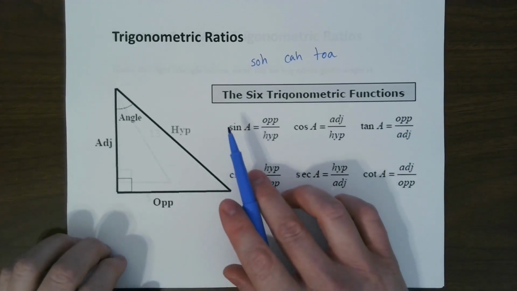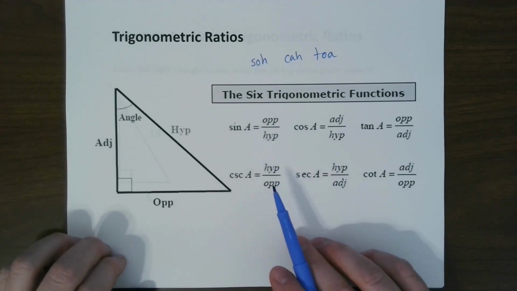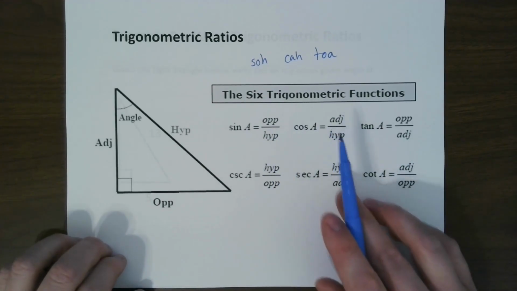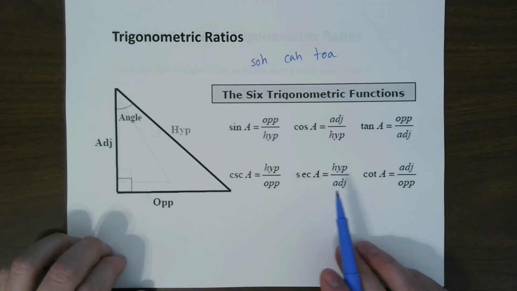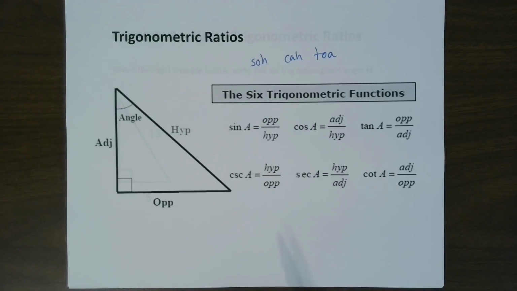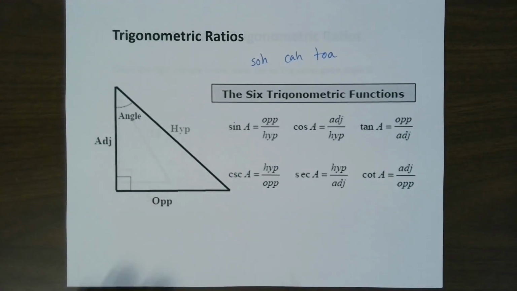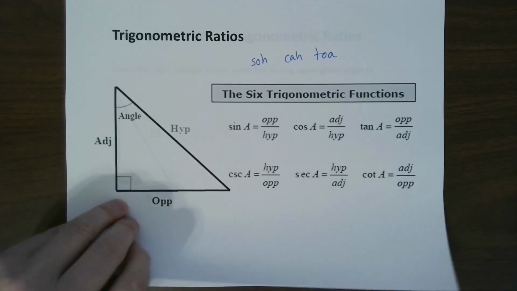Now cosecant is attached to sine, and it's just a flip of it. So it's hypotenuse over opposite. Secant goes with cosine, which is hypotenuse over adjacent, and cotangent is adjacent over opposite. And so this is all determined by an angle that is given, so you must look for that. Let's go ahead and try a problem with it.